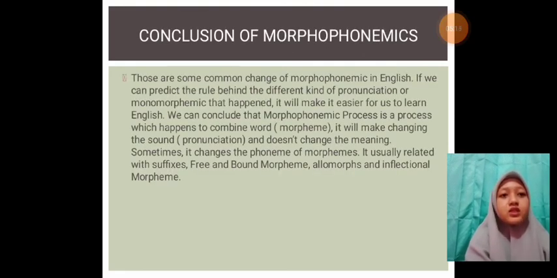And the end is the conclusion of morphophonemics. Those are some common changes of morphophonemics in English. If we can predict the rule behind the different kinds of pronunciation or morphophonemic changes that happen, it will make it easier for us to learn English. We can conclude that the morphophonemic process is a process which happens when combining words or morphemes. It changes the sound or pronunciation and doesn't change the meaning. Sometimes it changes the phoneme or morpheme. It usually relates to suffixes, free and bound morphemes, allomorphs, and inflectional morphemes.